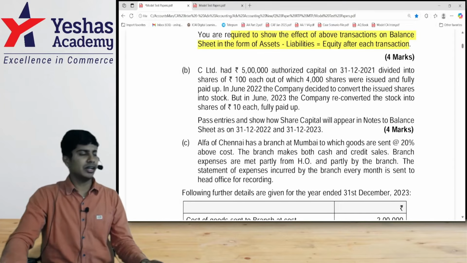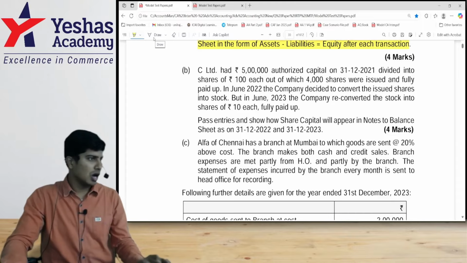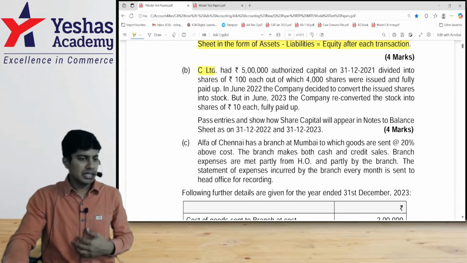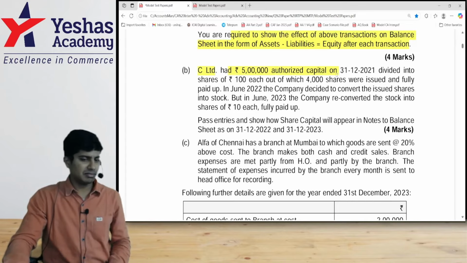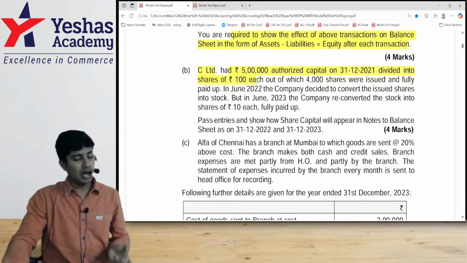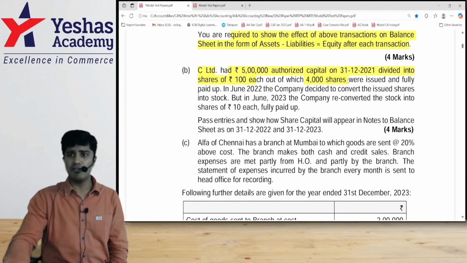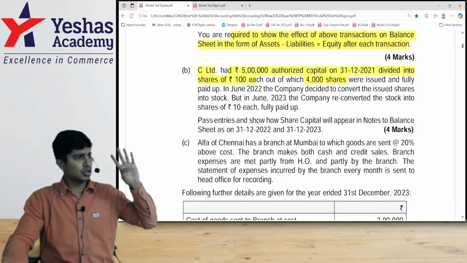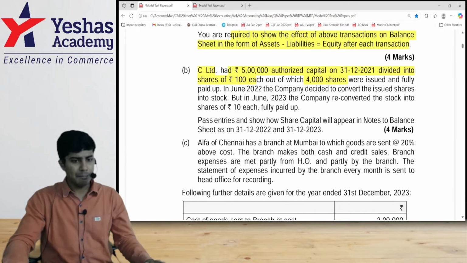This question is on internal reconstruction, a very small, sweet 4 marker question which has 2 accounting entries that's been asked. This is happening in the books of C Limited. They have authorized capital of 5 lakh, which we don't care about, divided into shares of rupees 100 each. Out of this, how many shares are issued? Relevant piece of information: as of now, the share capital of the company constitutes 4,000 equity shares of rupees 100 each, which constitutes 4 lakh.